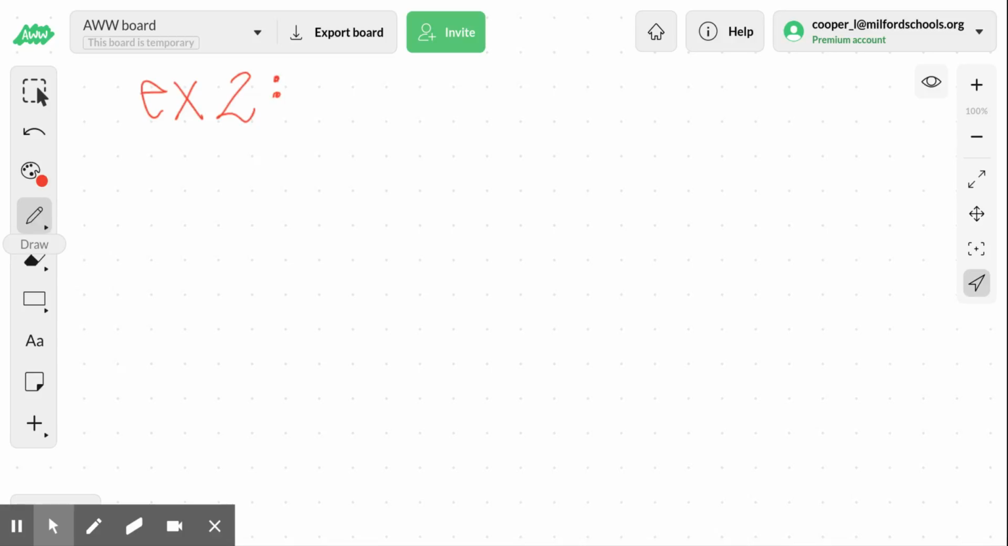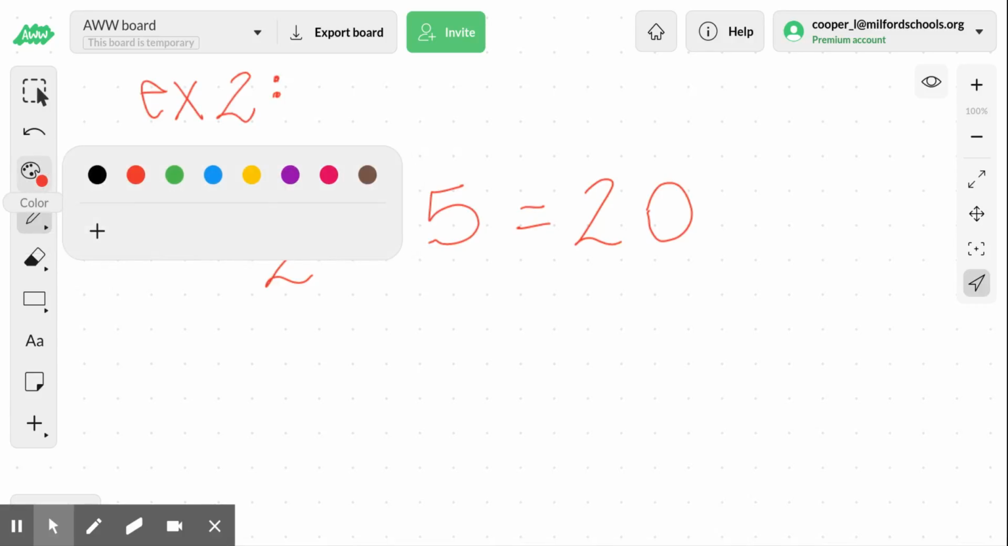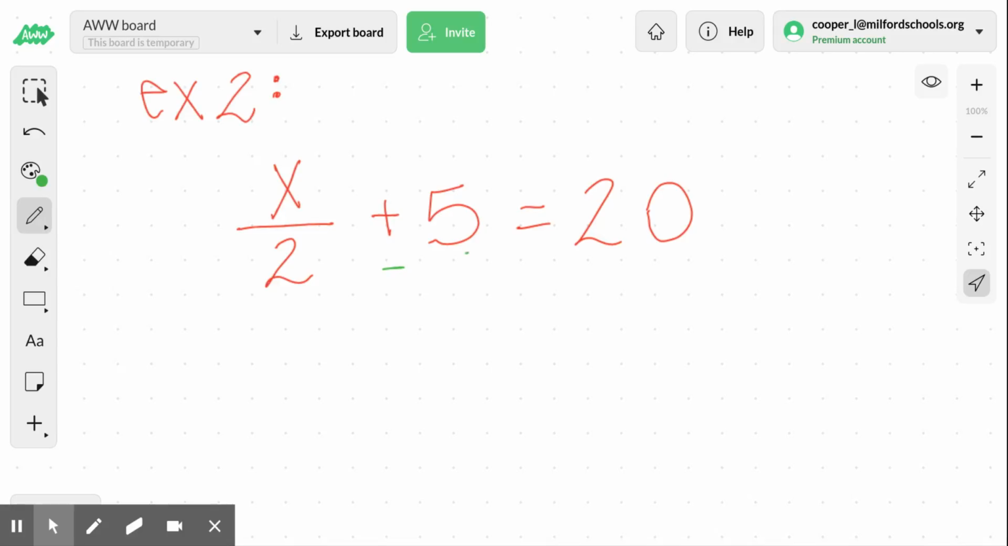So let's say I have x over 2 plus 5 equals 20. Now we have 2 operations here. We have an addition sign, so we have a plus 5, and we have an x divided by 2. So we're going to go ahead and do our inverse with the plus 5 first. Most of the time, except for this last example I'll show you, you're going to do your addition or subtraction first. So I'm going to subtract 5 here. I'm going to subtract 5 here.